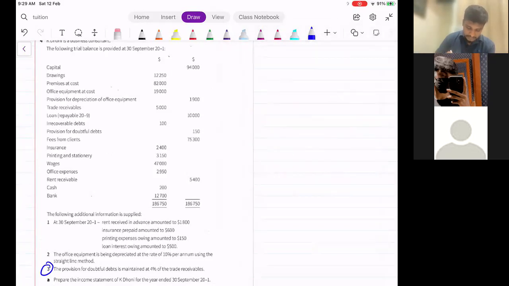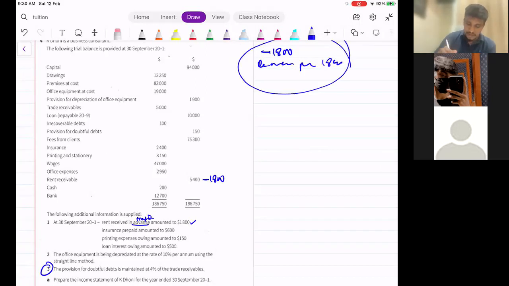Since you don't have a printer, number 1 I do for you. You see how number 1 you need to do. Receive rent, receive advance 1,800, right? Advance means prepaid. Prepaid means you need to minus. So in your paper, you write minus 1,800, and then you write rent receivable prepaid 1,800. I want to check whether you understand the plus minus or not.